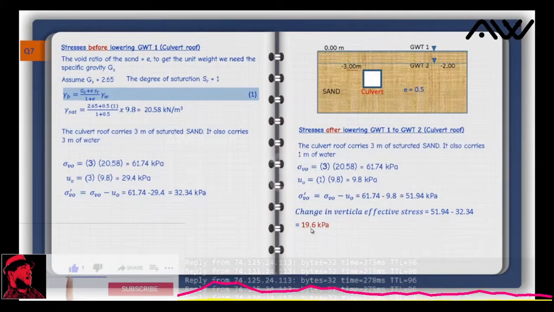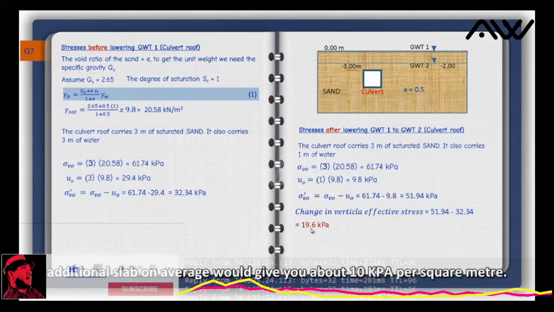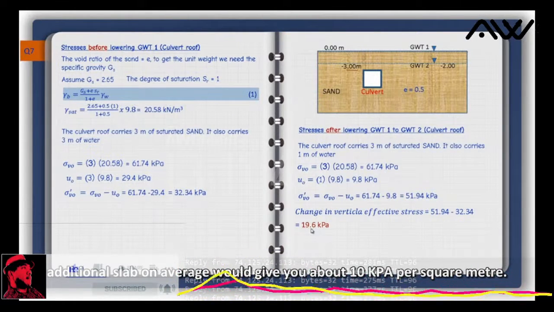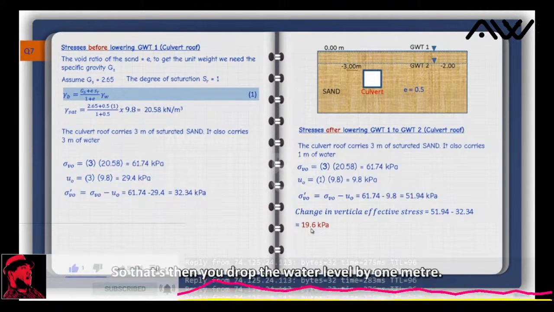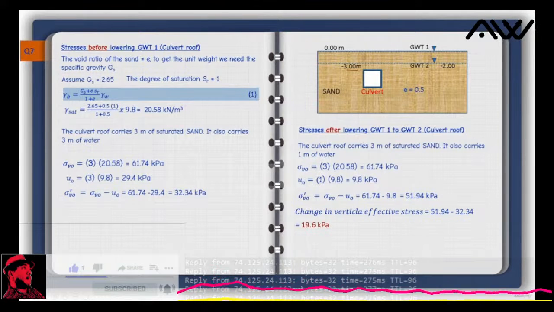And by default, a 1 meter drop is equivalent to a roof or additional slab you add to a building, because an additional slab on average would give you about 10 kPa, and when you drop the water by 1 meter, multiplied by about 10 kilonewton per cubic meter, which is the unit weight of the water, that's 10. You drop the water level by 1 meter, it's equivalent to adding another slab to your building. I'll see you next.